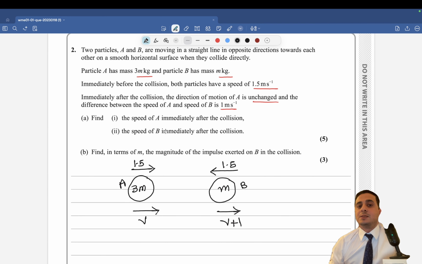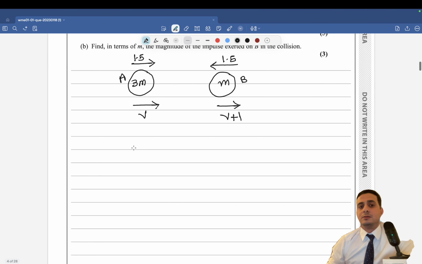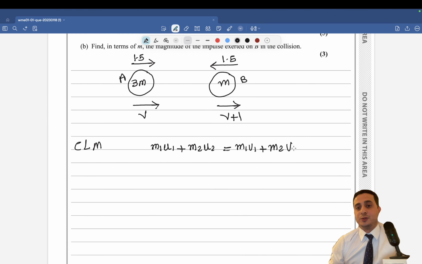The question is asking to find the speed of A and the speed of B after the collision. So by applying the conservation of linear momentum, which is the total momentum of A and B before the collision equals the total momentum of A and B after the collision, which is the rule m1u1 plus m2u2 equals m1v1 plus m2v2. For questions about momentum and impulse, the direction is very important. So since I have three of them here to the right, I'm going to take the right side as my positive direction.